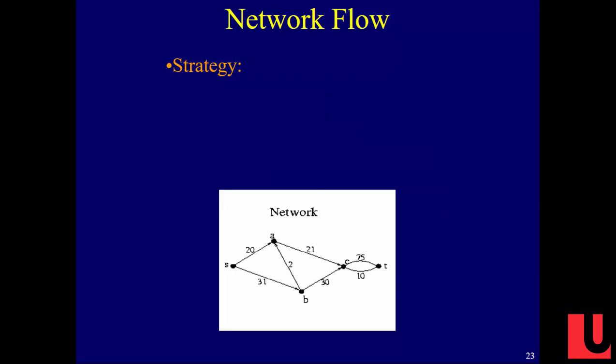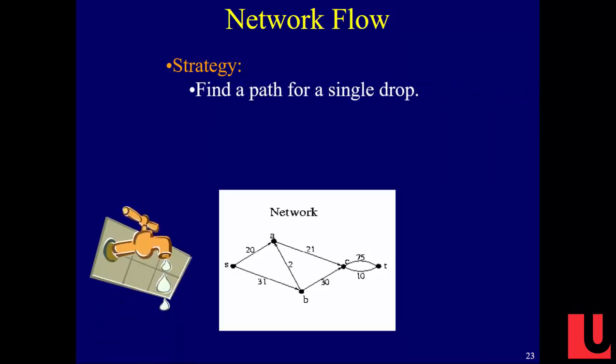We're going to focus on a single drop of water, right? And how can we get a single drop of water from S to T? We're assuming all our capacities are integers, right? So we're not going to hit any bottlenecks with our single drop. What do we need? Any path. And how do you find a path? Depth first search, breadth first search, Dijkstra's algorithm, lots of good paths, right? You take a single drop, you push it through.